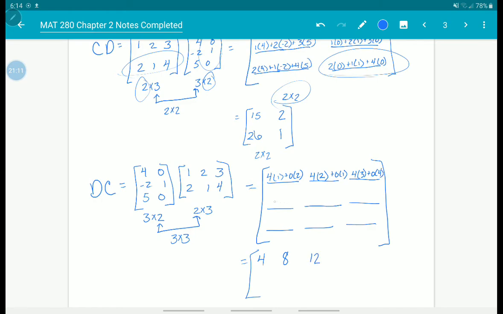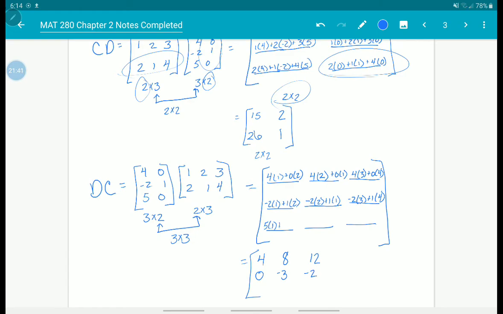Second row, we're going to use second row, first column. So negative 2 times 1 plus 1 times 2, which gives us 0. Second row, second column is negative 2 times 2 plus 1 times 1. Negative 4 plus 1 is negative 3. Then negative 2 times 3 plus 1 times 4. So there's negative 6 plus 4, negative 2.